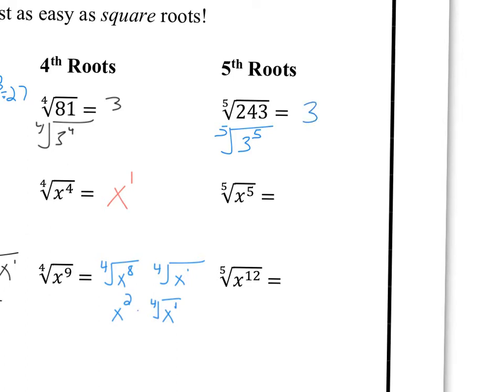Same with the next one. We have 5 here, divide the 5s, we are left with x to the power 1, which you don't always have to write.